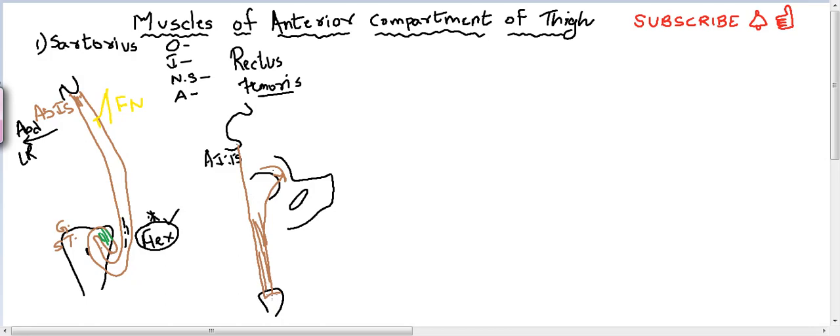Finally, it is inserted to the base of the patella, the anterior margin of the base of the patella. So this is the patella. Muscle is crossing the anterior aspect of the knee joint, which is the extensor aspect. So action will be extension of the knee joint, especially for example kicking of the football.